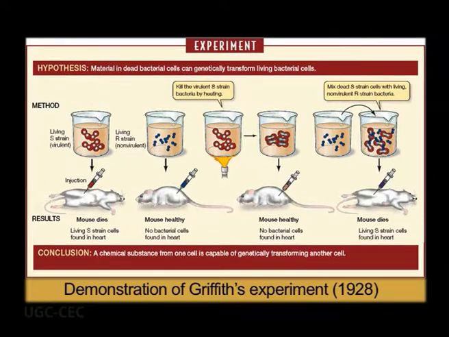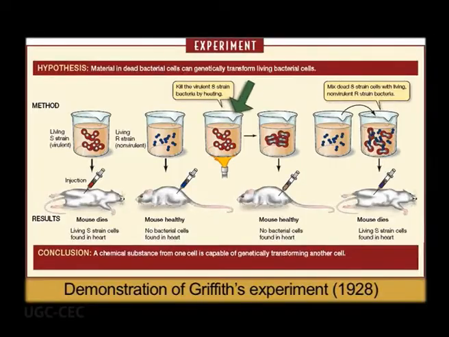So initially it was observed that when 2R was injected in the mouse, it was surviving, so it was called avirulent. But when that particular smooth bacteria was injected into the mouse, it died because of pneumonia. So that means that the smooth type is the virulent type. So definitely this is causing the pneumonia disease and the mouse dies.